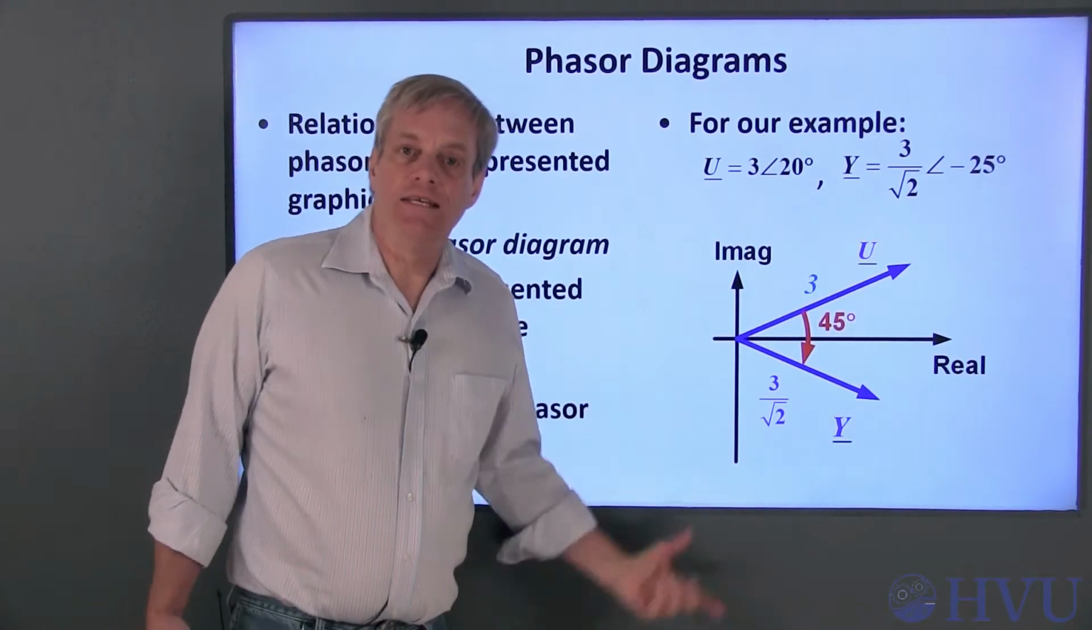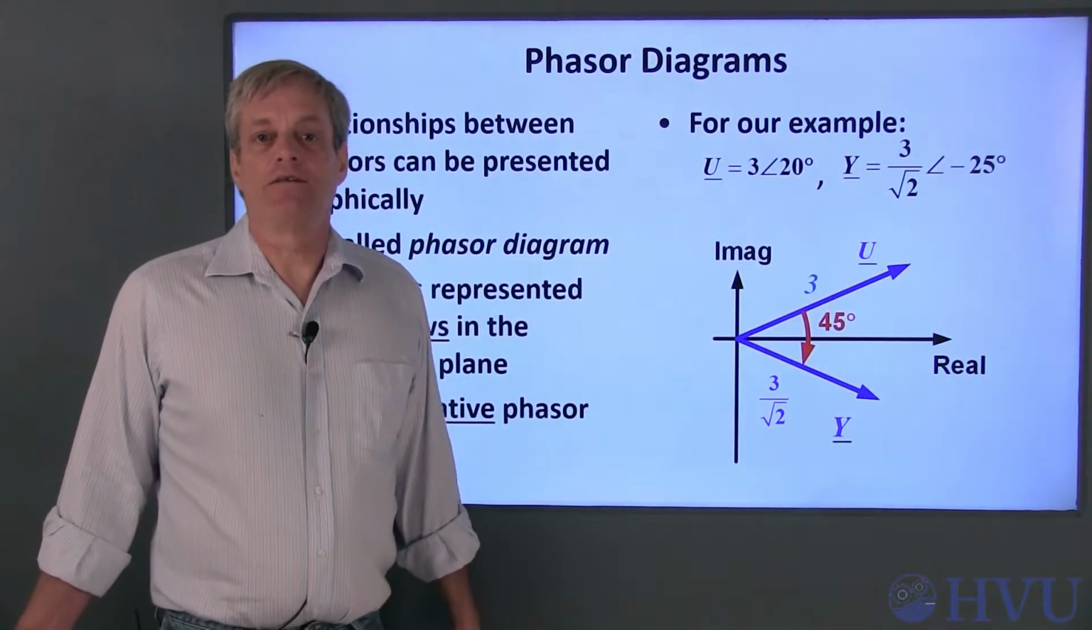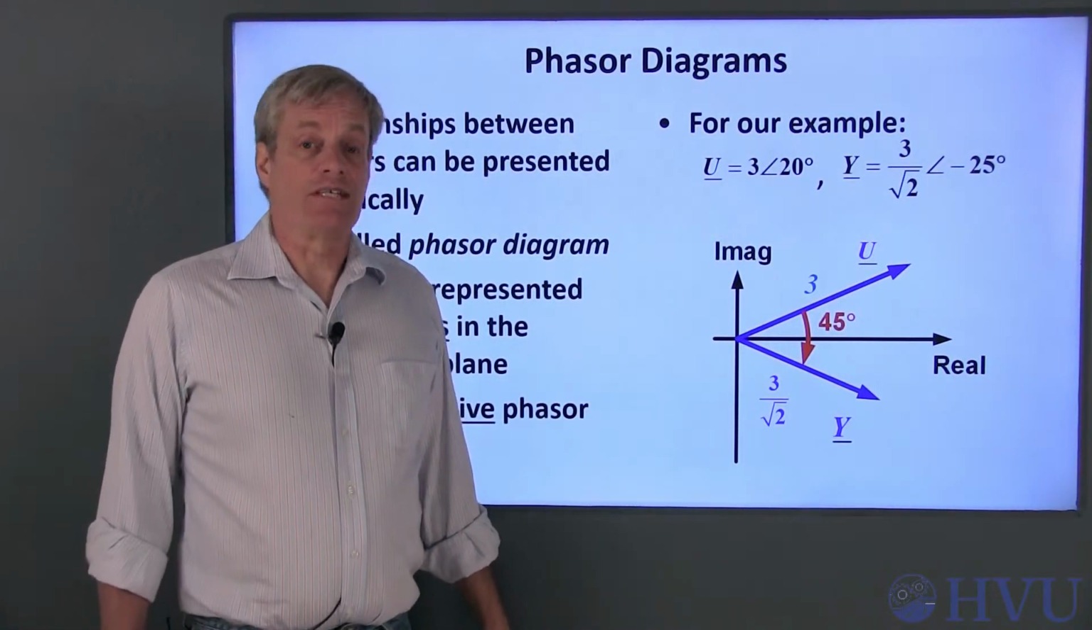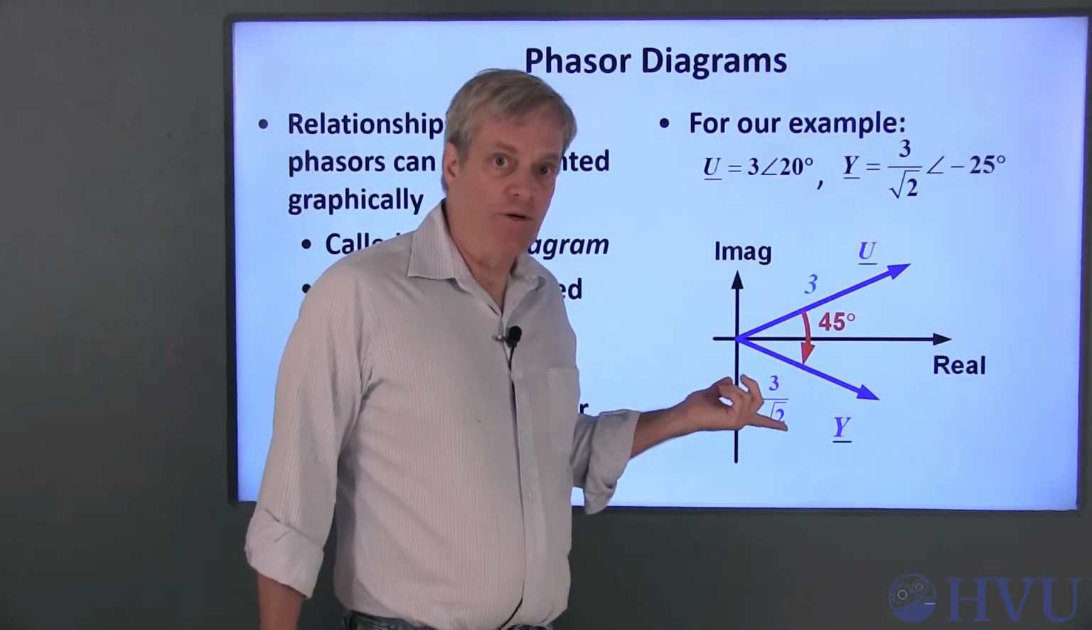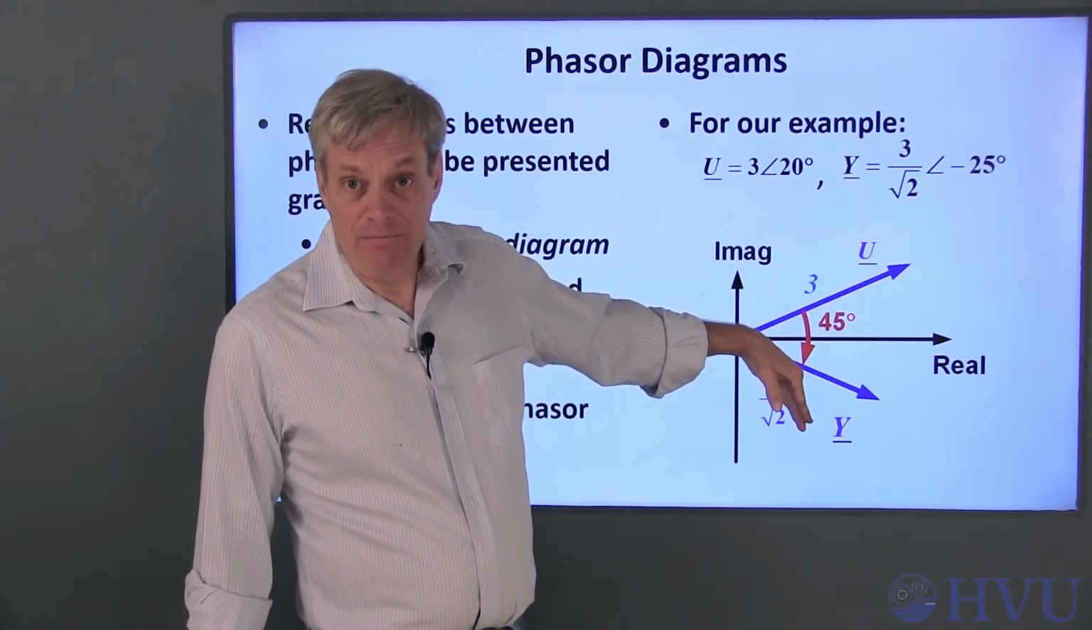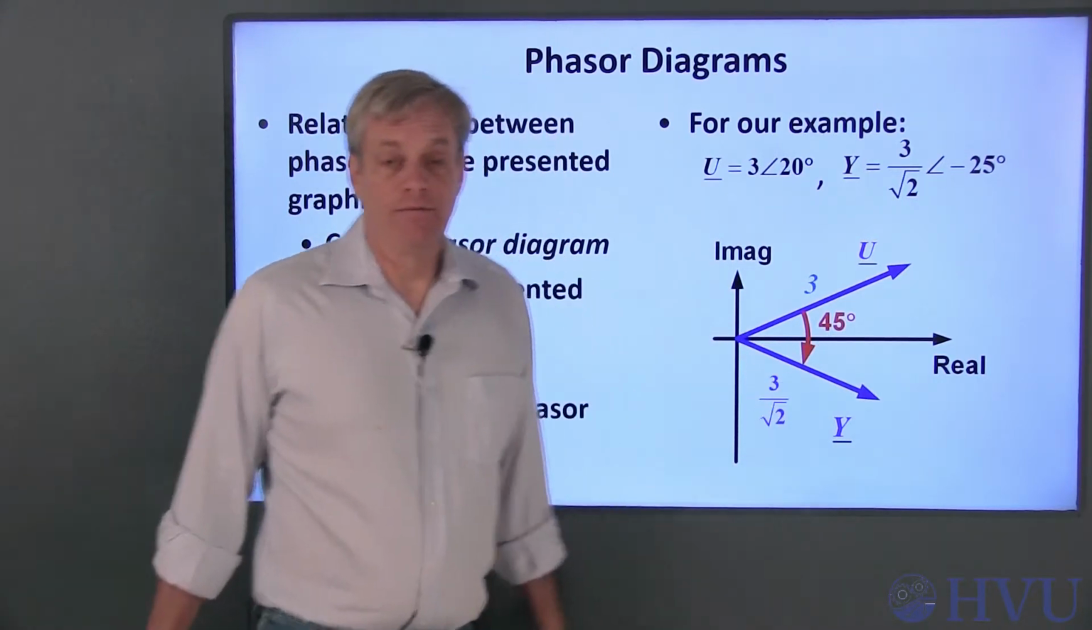This figure makes it easy to interpret the effect the circuit has on the input phasor. The circuit scales the input by 1 over root 2 to get the output, and the output lags the input by 45 degrees.